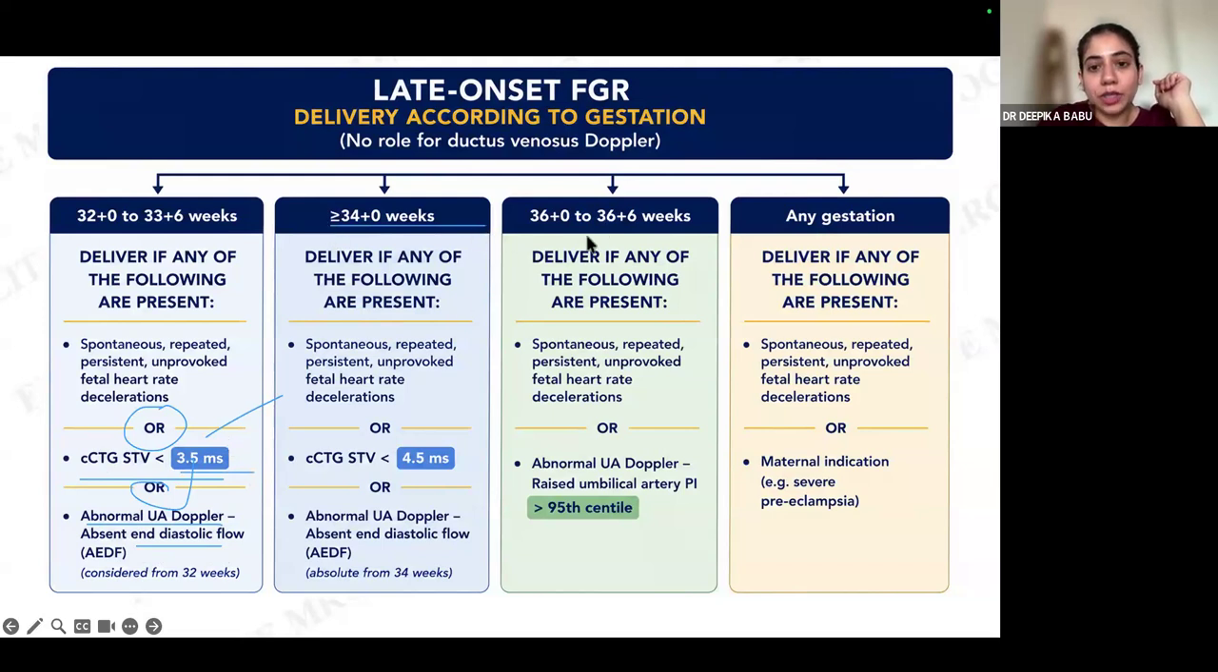After 34 weeks, that is between 34 to 36 plus 6 weeks, short-term variation should be less than 4.5 to go and deliver them, or absent or reversed end diastolic flow is enough, because it's a late onset FGR.